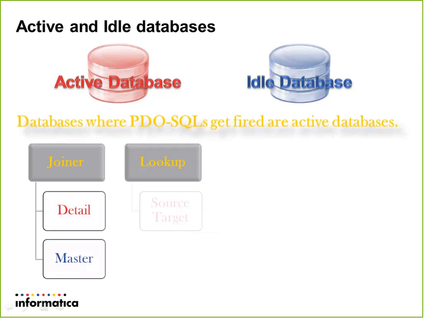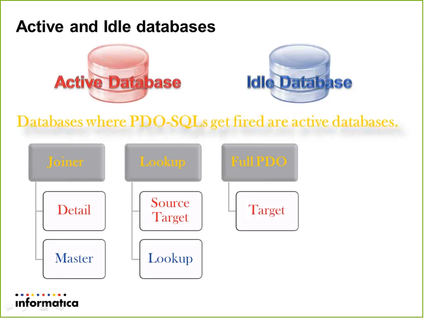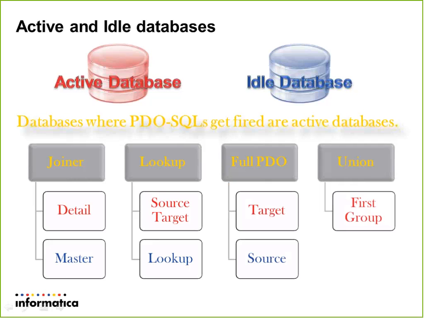Similarly, for a lookup transformation, the source or target database will be active, and the lookup database itself will be idle. For full PDO, the target database will become active, but the source becomes idle. The union transformation would have the first group as the active database, and all the other groups become the idle databases.